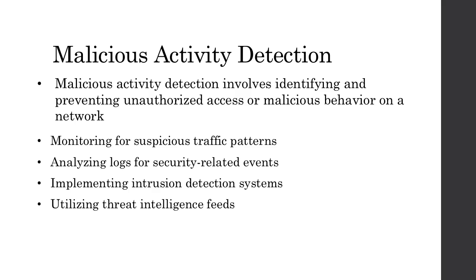Here's a simple explanation and real-world example. Malicious activity detection: imagine you're at a coffee shop with free Wi-Fi. Someone tries to access your email account without permission, which is malicious activity. Malicious activity detection helps prevent this by monitoring for suspicious traffic patterns, analyzing logs for security-related events, using intrusion detection systems, and staying up to date with threat intelligence feeds. These tools help identify and block unauthorized access or behavior on a network.